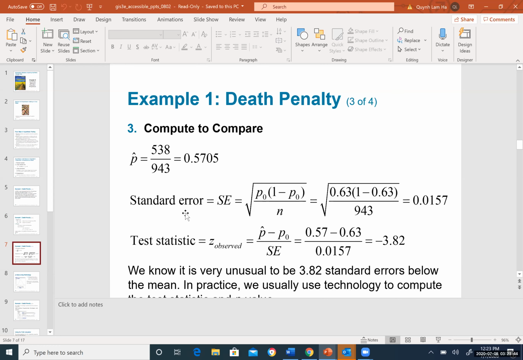For step 3, compute to compare. You need to find the sample proportion, which is p hat, that you notice right here. In order to find p hat, I take the number of successes, 538, and divide it by the total number of voters, and I get p hat is 0.5705.